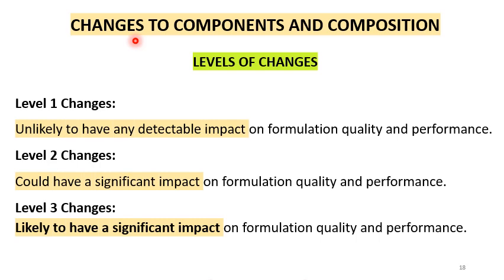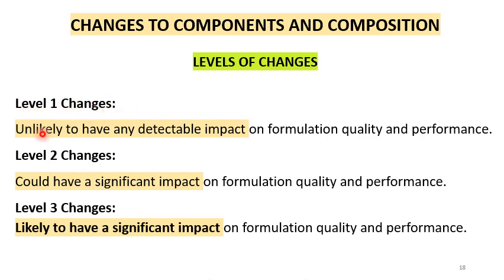Then coming to the important part of this guideline, changes to the components and composition. In this video we are only going to study in depth the changes to the components and composition. So what are the levels of changes? Level 1 change, level 2 change and level 3 change. As the number increases, the changes are going to have more impact on the product quality attributes. This impact is on the quality and the performance, and it involves stability and dissolution, that is in vitro and in vivo performance. So chemistry, manufacturing and control related information is required to be given if the changes are more or if the changes are likely to have impact.